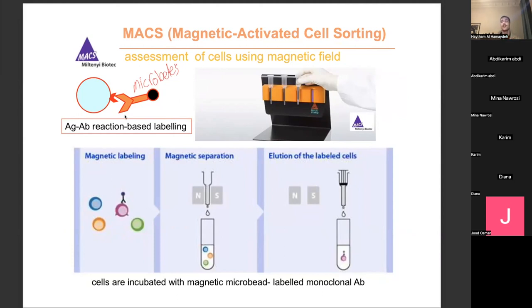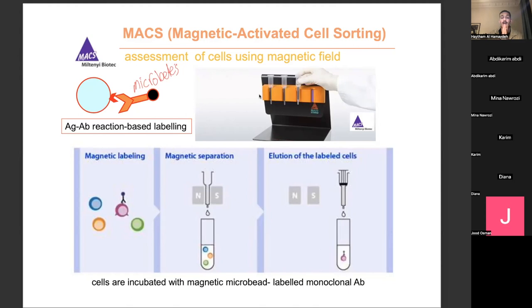Okay, MACS. Remember, what's the full form of MACS? MACS is magnetic activated cell sorting. Cell sorting, cell separation. Magnetic activated, so a magnet is involved. Okay, what's the complex that we used to separate those cells? We have a magnet, we have an antibody, and we have a cell. This is the complex. Okay, the magnet, or a magnetic bead, is used to help us do the separation using a magnetic field that is established by this machine right here. I'll explain in a bit.